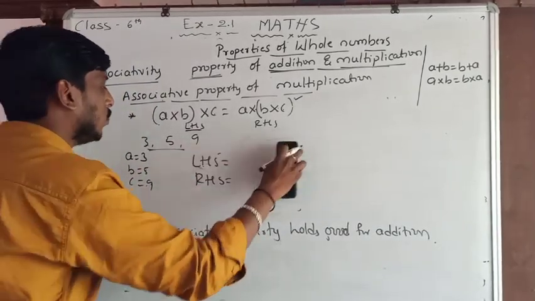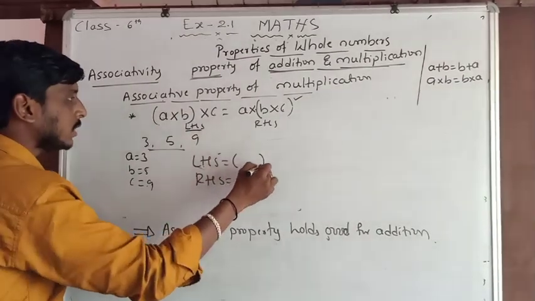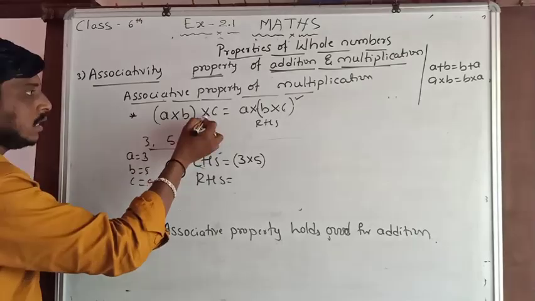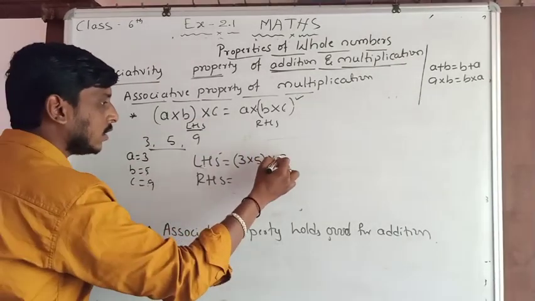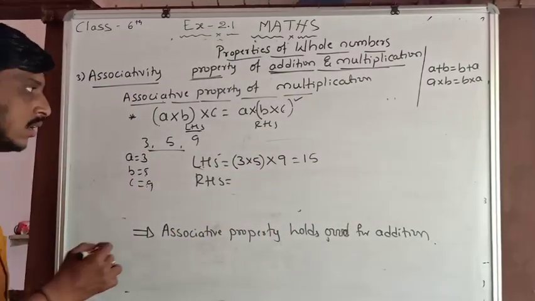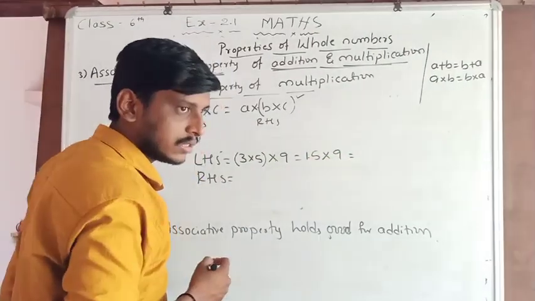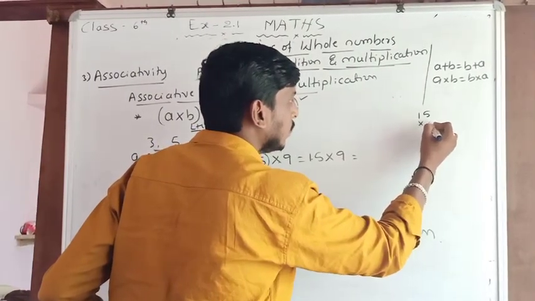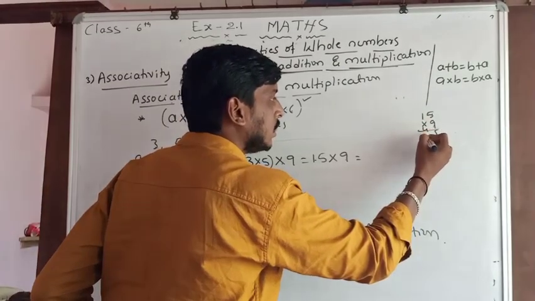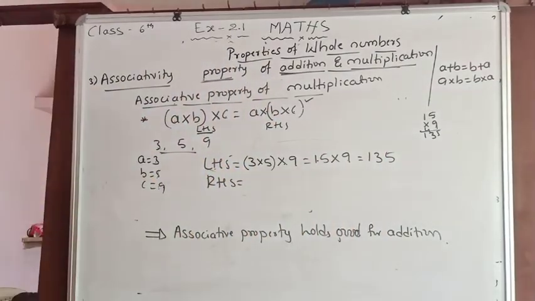What are the LHS values? a value 3, b value 5, c value 9. LHS: (a × b) × c, first the bracket. a is 3, b is 5, so 3 × 5, then × c, which is 9. So 3 fives are 15. 15, and what is the sign? Into, 9. 15 nines are how much? 135. So what is the LHS value you got? 135.